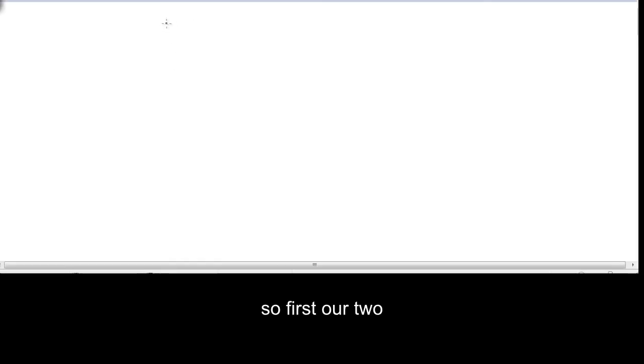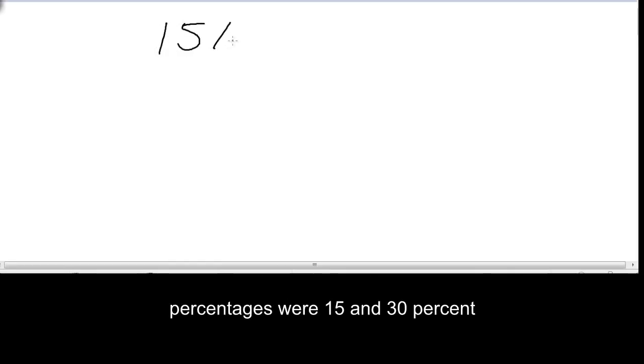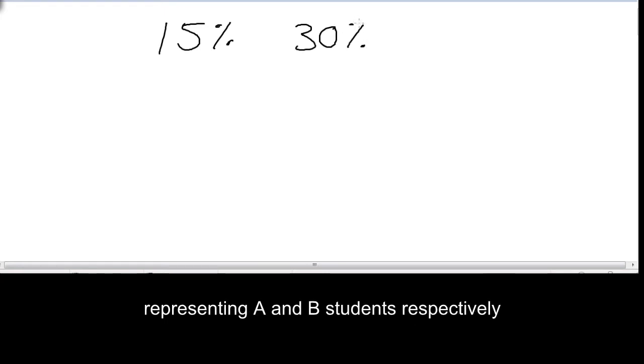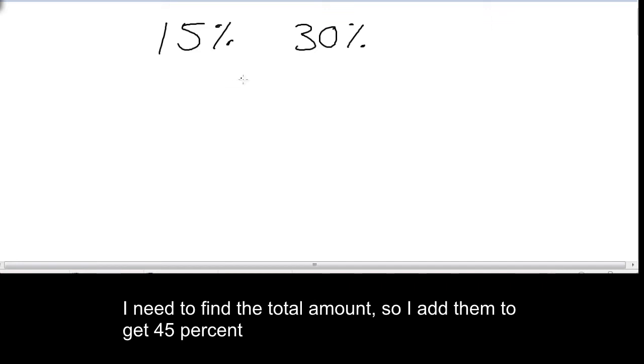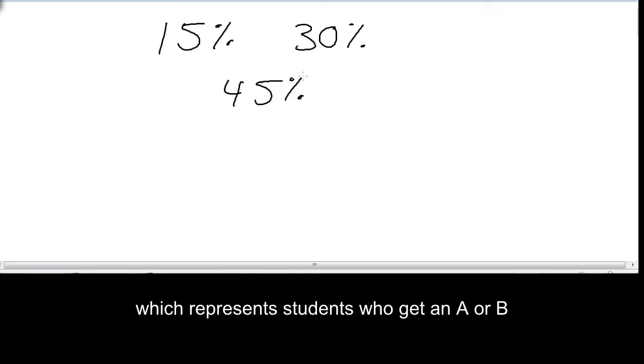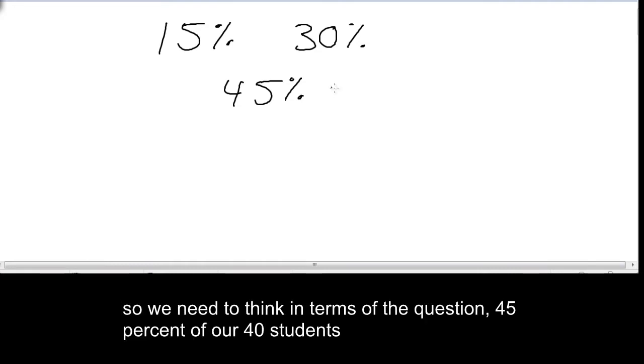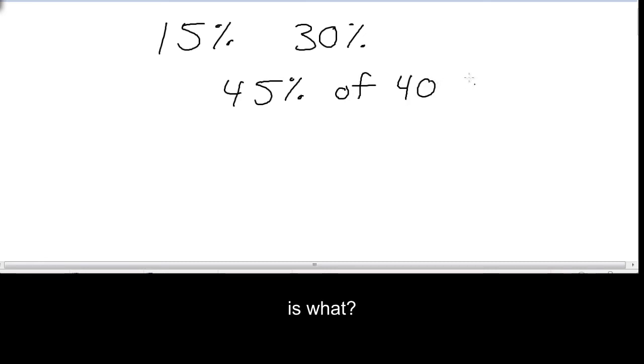So first, our two percentages were 15 and 30%, representing A and B students respectively. I need to find the total amount, so I'll add them to get 45%, which represents students who get an A or a B. So we need to think in terms of the question. 45% of our 40 students is what?